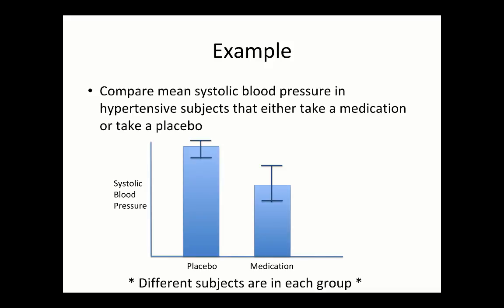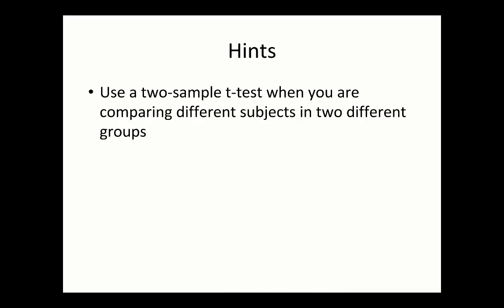We could use a two-sample t-test to compare the mean systolic blood pressure plus or minus the standard error of the mean between these two. If we were to compare the means plus or minus the standard error of the means, we see that there is very little crossover between our error bars. Therefore, it's likely that the two-sample t-test would show a p-value less than our alpha of 0.05, thereby establishing that we can reject the null hypothesis and conclude that the placebo group has significantly higher systolic blood pressure than the medication group. Remember that when using a two-sample t-test, you're comparing different subjects in two different groups.